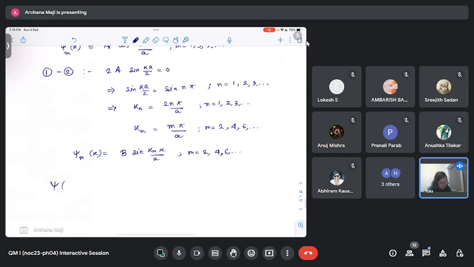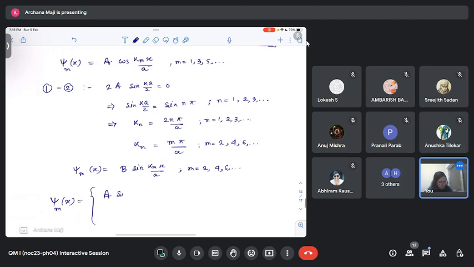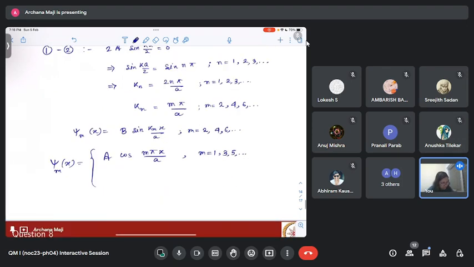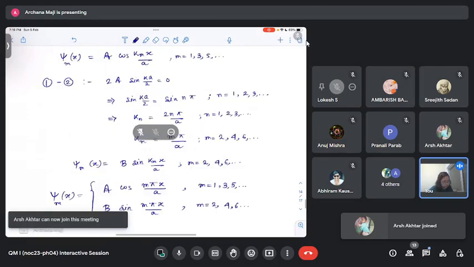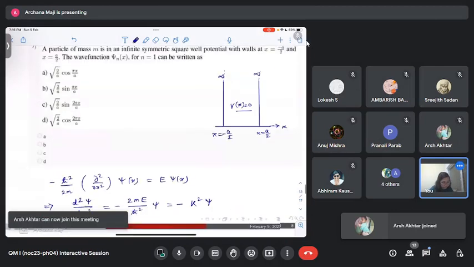So basically psi of x, you can write, is A cosine(m pi x over a) for odd values of m, and it is equal to B sin(m pi x by a) when m takes even values. Okay, so that's what we need.